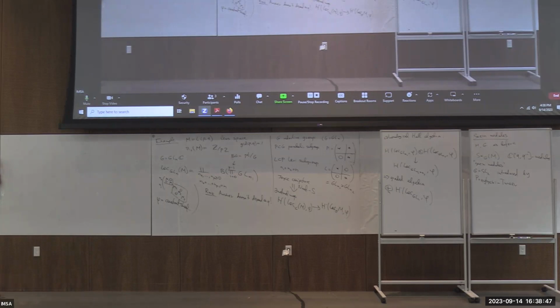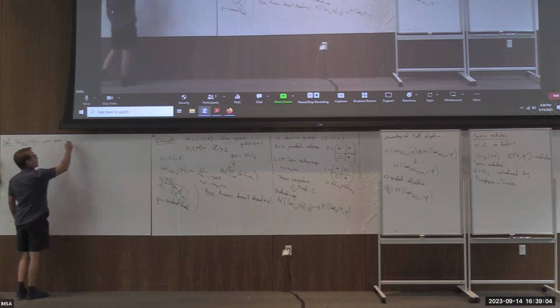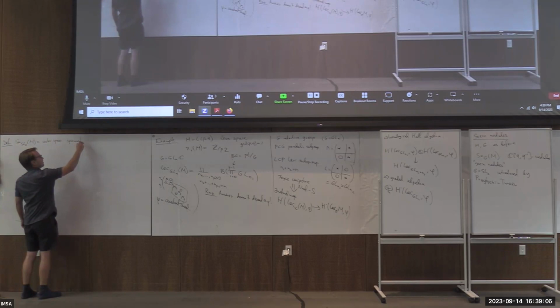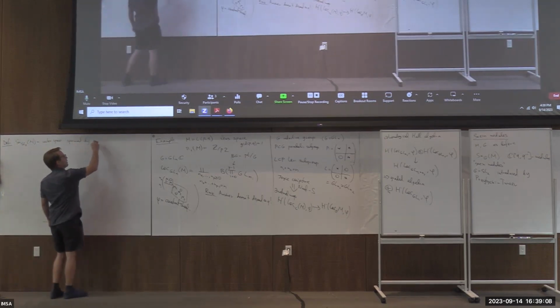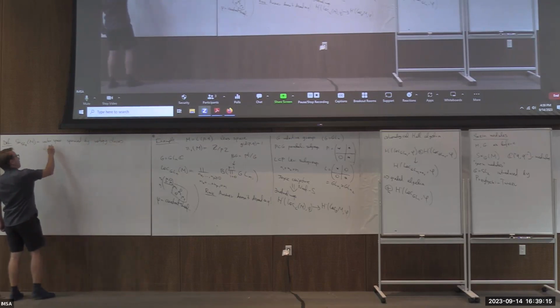So in the case of SL2, it's quite explicit. You consider a vector space spanned by isotopy classes of framed unoriented links.